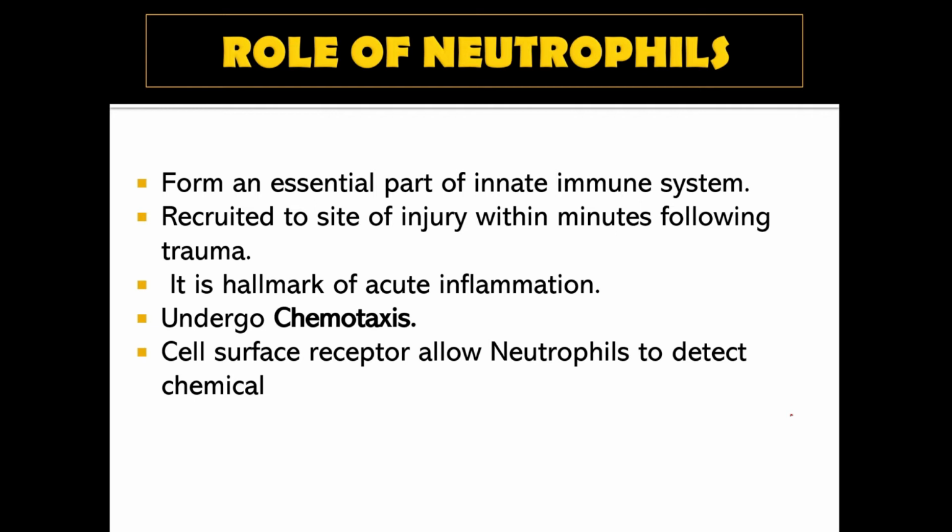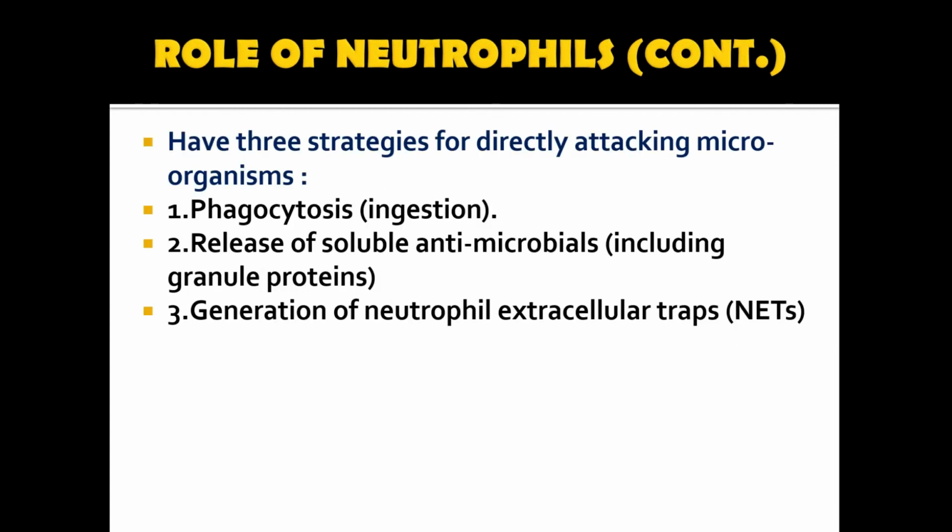So neutrophils form an essential part of the innate immune system, and are recruited to the site of injury within minutes following the trauma. It is a hallmark of acute inflammation, and neutrophils undergo chemotaxis. Cell surface receptors allow the neutrophil to detect the chemical. Neutrophils have 3 stages for directly attacking microorganisms. So basically the neutrophils work in 3 ways.